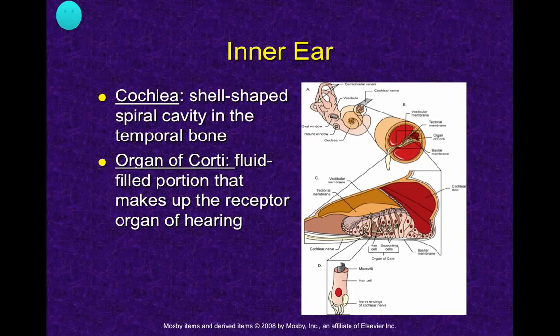So the cochlea is the shell-shaped spiral cavity in the temporal bone. And the organ of Corti is the fluid-filled portion that makes up the receptor organ of hearing. This little organ runs along the cochlear duct on the basilar membrane, and it consists of hair receptors, supporting cells, and the tectorial membrane.